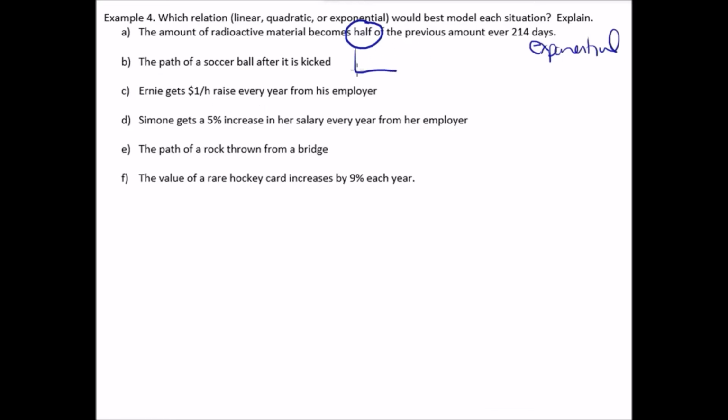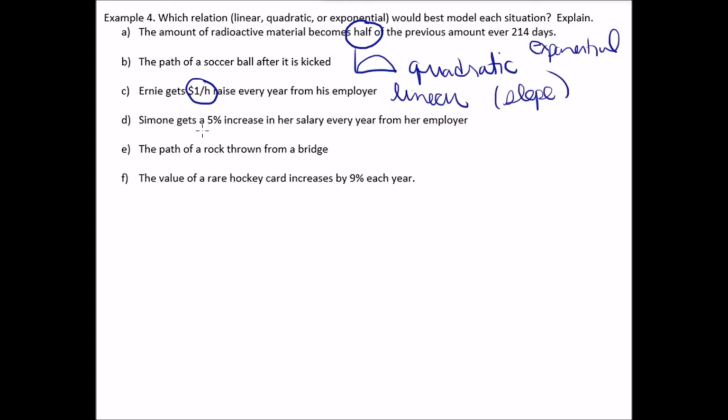Okay, the path of a soccer ball when kicked is going to be quadratic because it's going to go up and then it's going to go down. Okay, Ernie gets a $1 per hour raise every year from his employer. So this $1 per hour is going to be linear because this is adding to the slope.